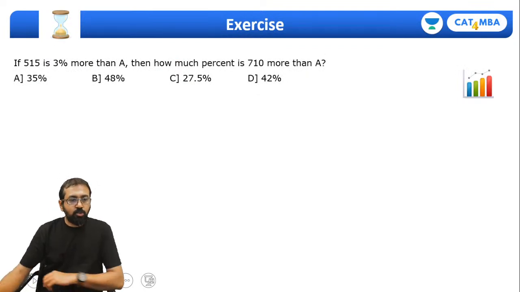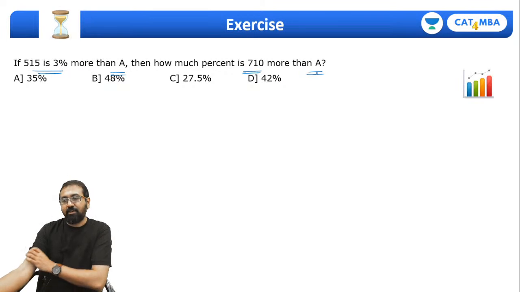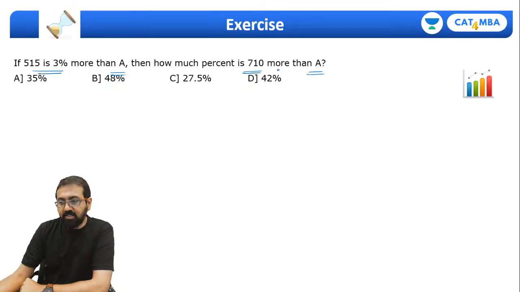Right. What about this one? 515 is 3% more than A. Then how much percent is 710 more than A? Everyone. 515 is 3% more than A. Then how much percent is 710 more than A?